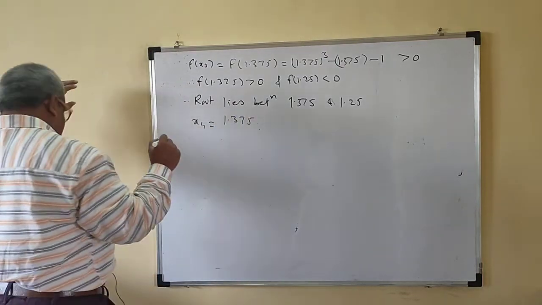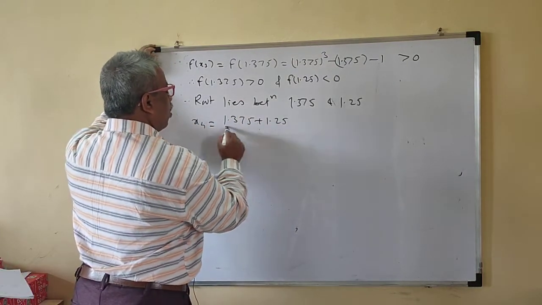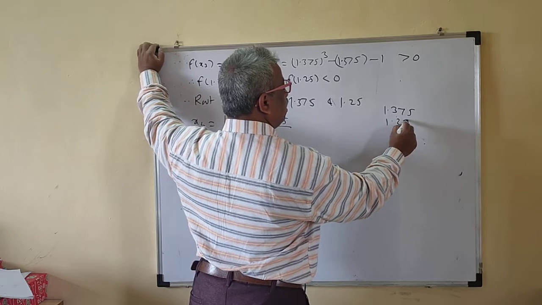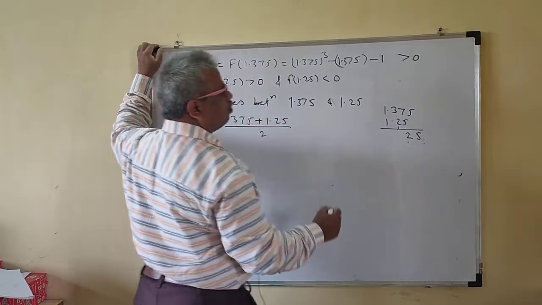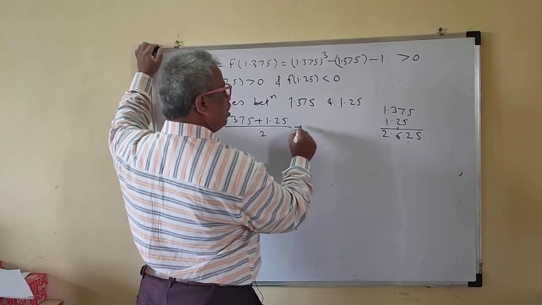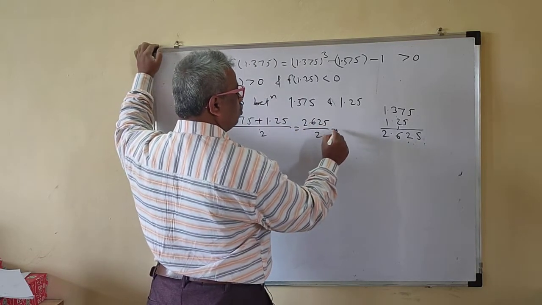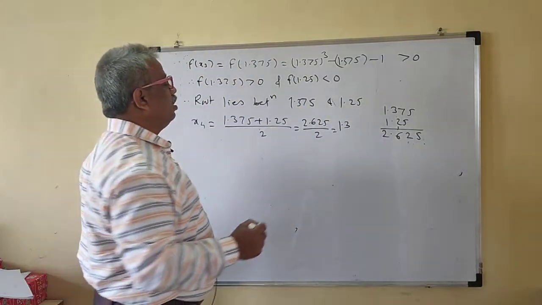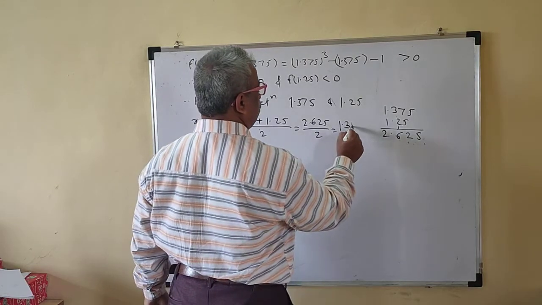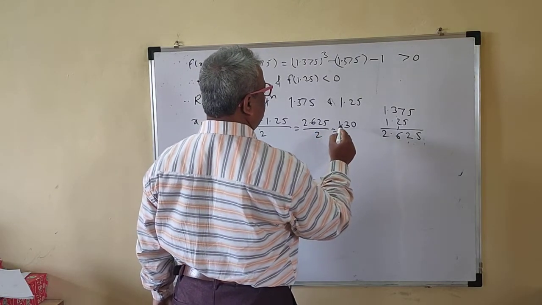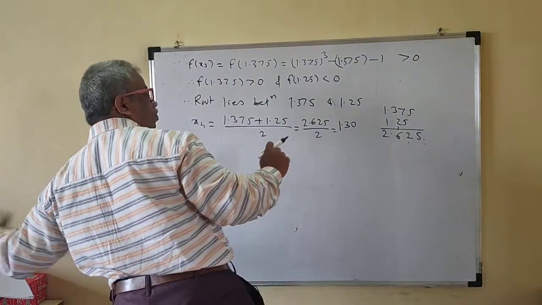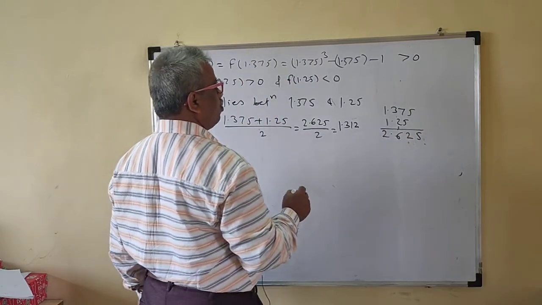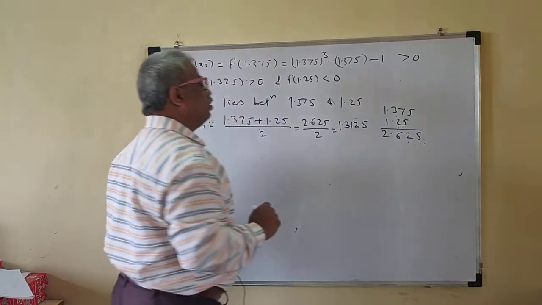1.375. Is it 375? Yes. Plus 1.25 upon 2. So what? 1.375, 1.25. So this is 2. Then this is 1. This is 6. 2.625 upon 2. So this is 1.3125. Okay, we get this one.